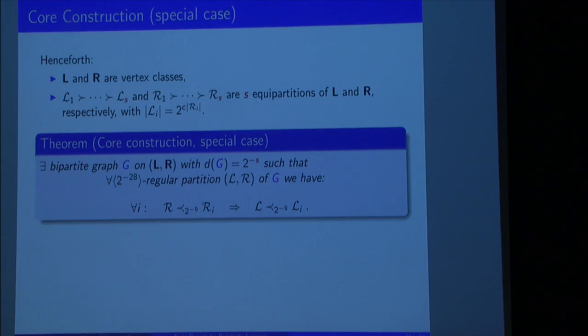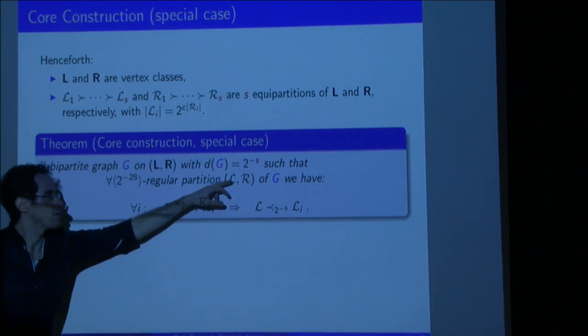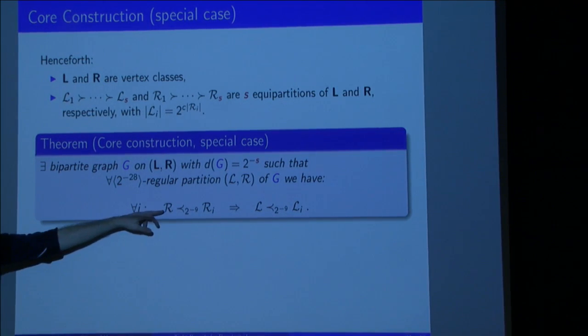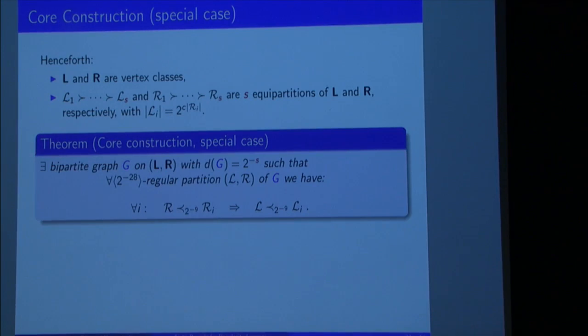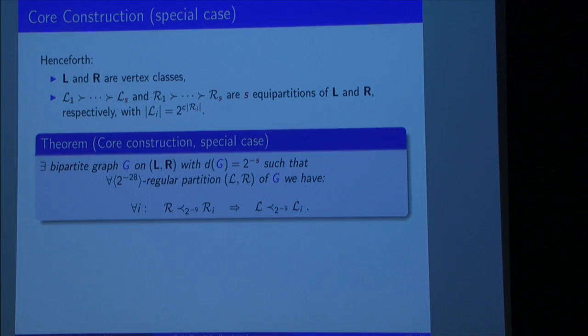And there is a special case of our key lemma, of our core construction, as we call it. So what we show is that there is a bipartite graph whose density is 2 to the minus s, where s is the number of partitions, such that every delta regular partition, for some fixed delta, where we have a partition on the left and on the right, so let's call them calligraphic L and calligraphic R, we have this one-sided implication. If the partition that we are given on the right vertex class is an approximate refinement of R_i, where approximate now always means with approximation parameter 2 to the minus 9, then it approximately refines this partition on the left, L_i, which is exponentially larger. But that's it. You can't actually iterate this.